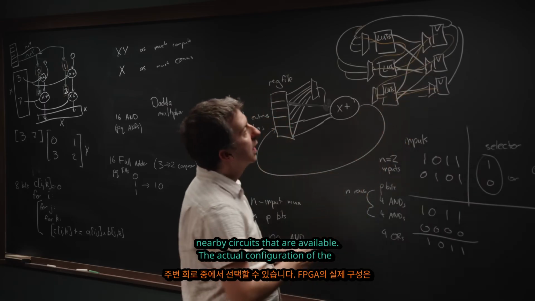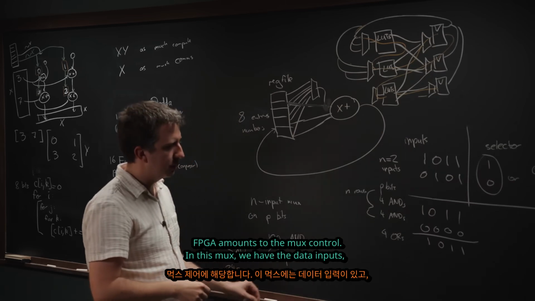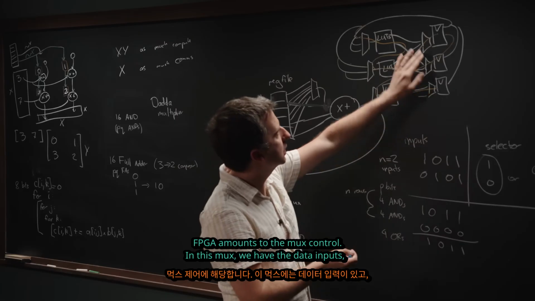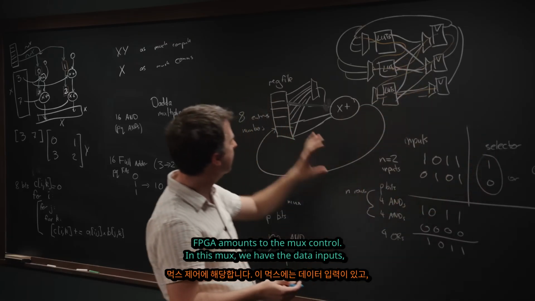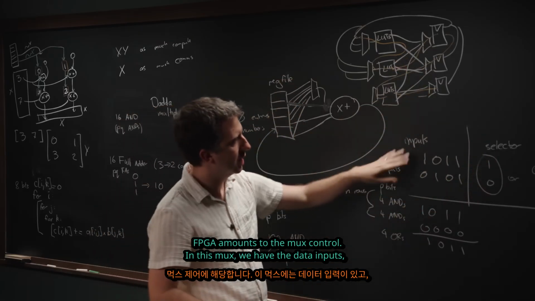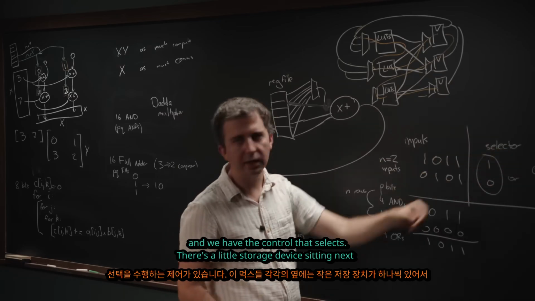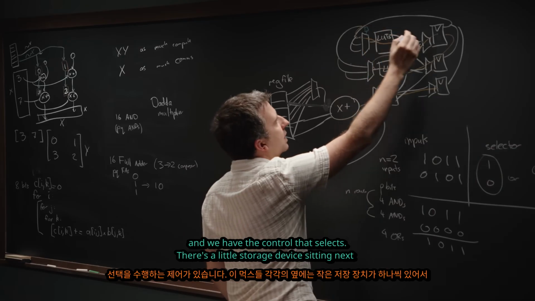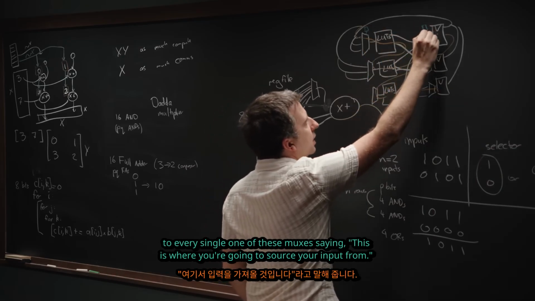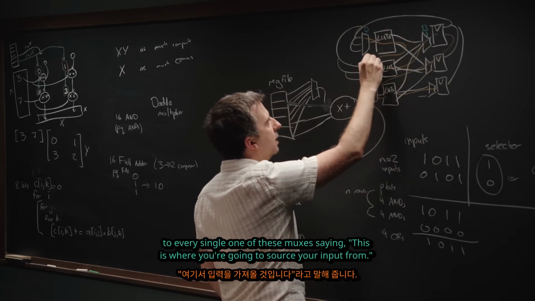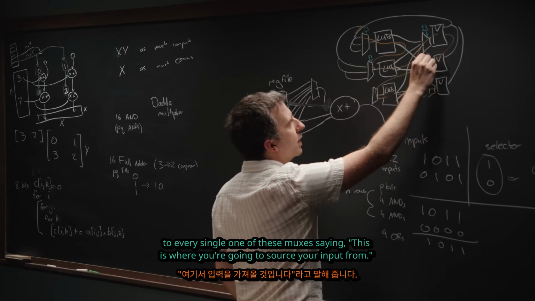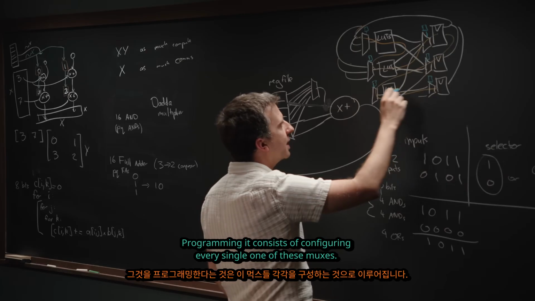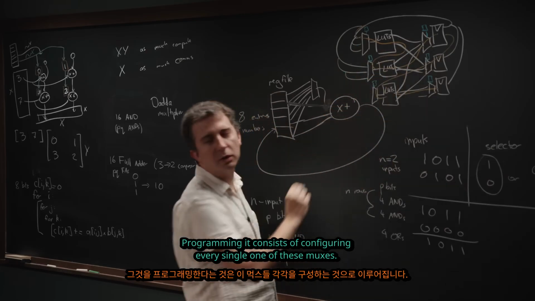And so the actual configuration of the FPGA amounts to the mux control. So in this mux here, we have the data inputs, and then we have the control that selects. Yeah. And so there's a little storage device sitting next to every single one of these muxes saying, this is where you're going to source your input from. Got it. And so programming it consists of configuring every single one of these muxes.